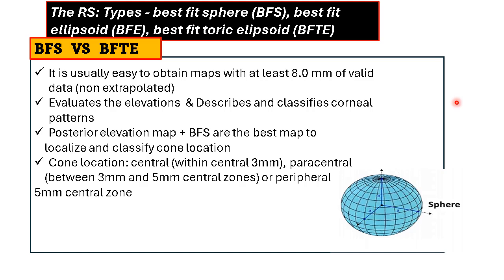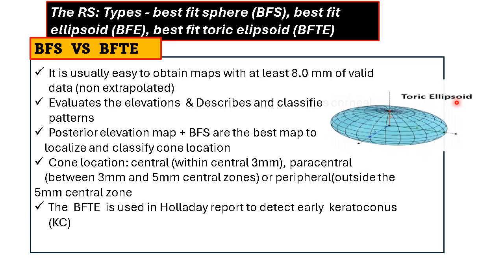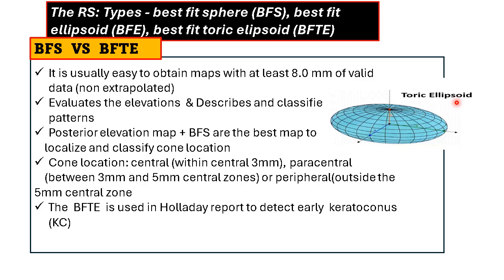However, in the presence of irregular cornea, especially keratoconus, a clear case of keratoconus, it is better to use the best fit toric ellipsoid because it is very close to the normal shape of the cornea. Some people say that it is more useful in the detection or documentation of progression of keratoconus. That's why in the Holladay report, they commonly use the best fit toric ellipsoid reference surface, and they claim that it is useful in early detection of keratoconus. But most of the doctors believe that the best fit toric ellipsoid is useful in the follow-up or documentation of the progression of keratoconus.